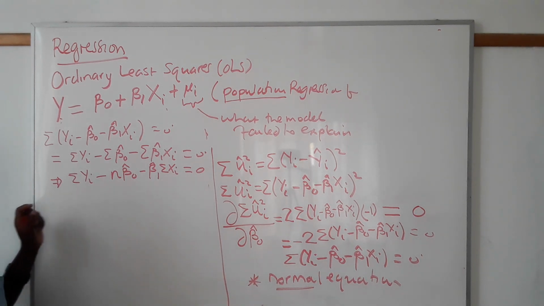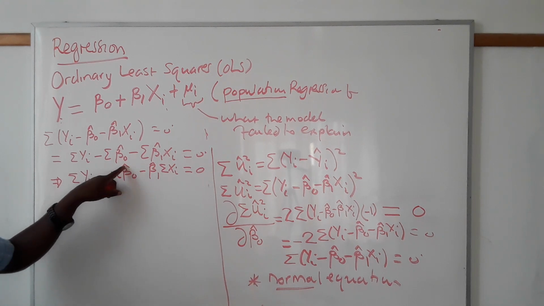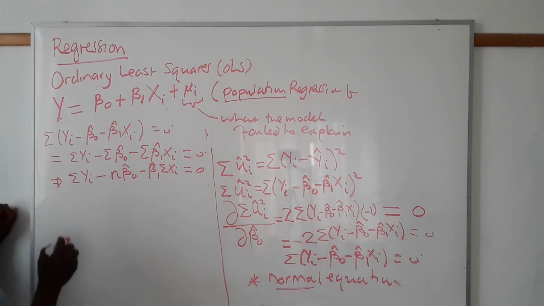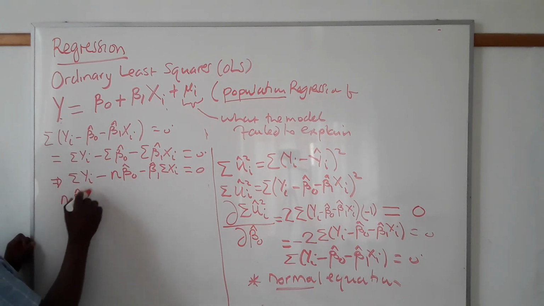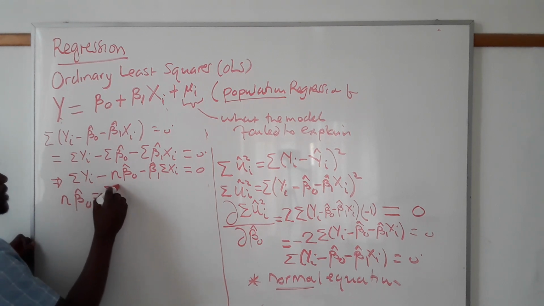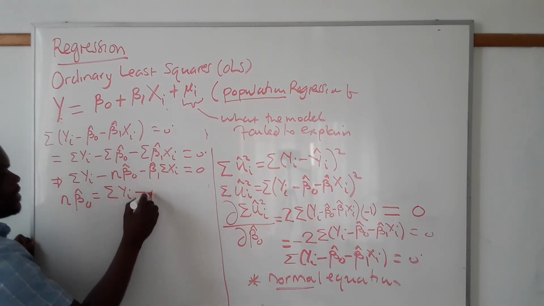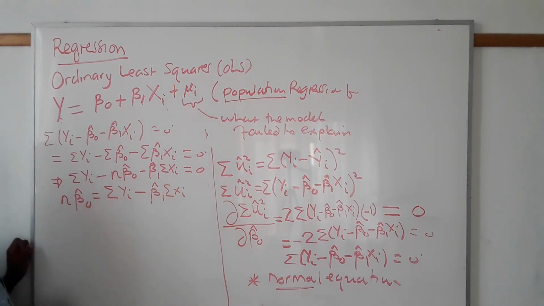So mathematically, to find beta 0, we have to make the term with beta 0 the subject of the formula. So we end up having n beta 0. You take the rest to the other side of the equation, and you remain with the sum of y minus beta hat 1 times the sum of xi.